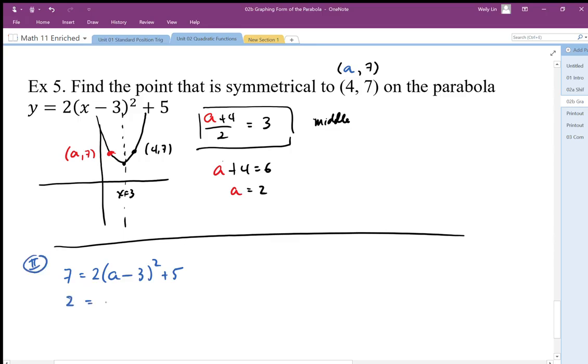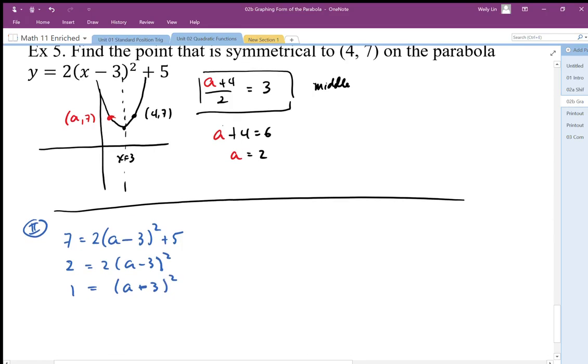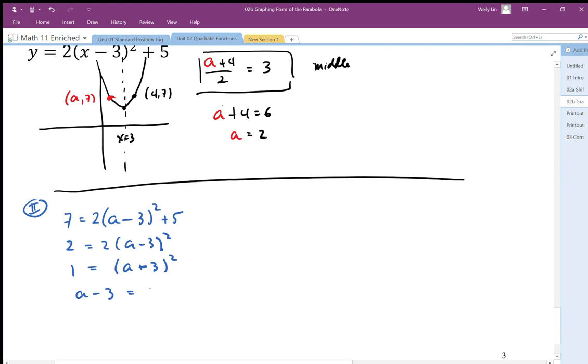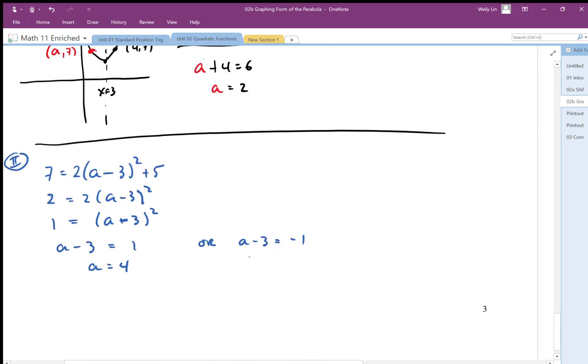I get 2 is equal to 2(a minus 3) squared, sorry, equal to... Let me correct that: divide by 2, and I get (a minus 3) squared equals 1. Well, a minus 3 can equal plus or minus 1. So I'm going to write this as two separate equations: a minus 3 equals 1, or a minus 3 equals negative 1. A is equal to 4. Well, I already knew that because that was given to me at the beginning. But the other a that I'm solving for, a equals 2. That's the one I'm looking for.